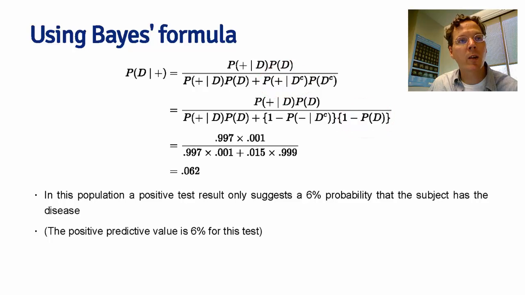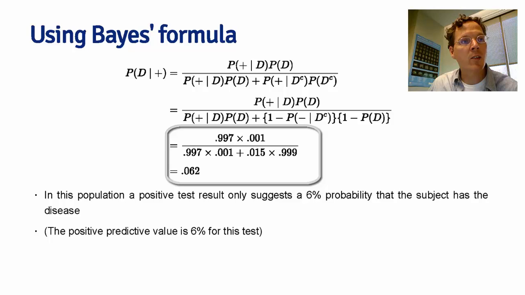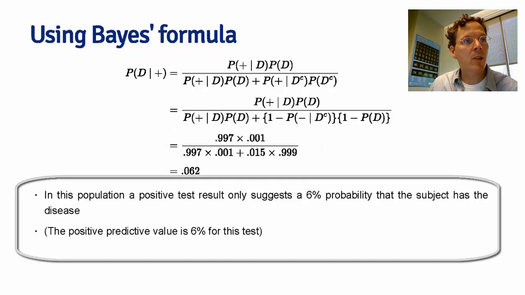Now we've rewritten it only in terms of things that we know, and we can just plug in the numbers and get 6% as our probability. So in this population, a positive test result only suggests a 6% probability that the subject has the disease. So in other words, the positive predictive value is 6% for this test.